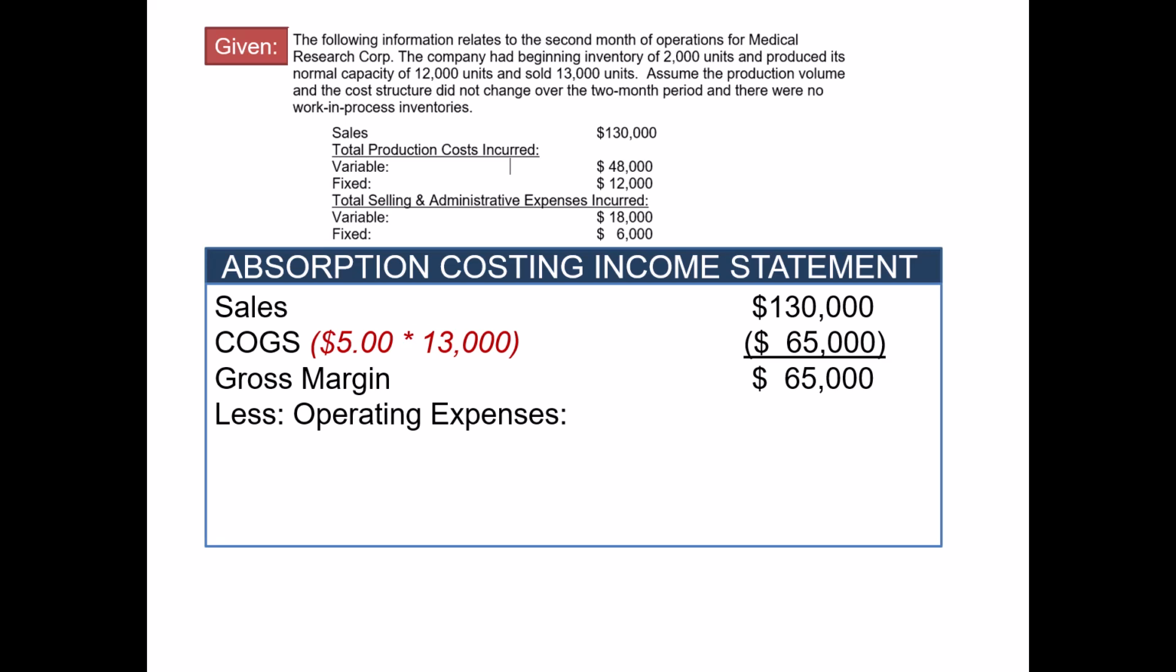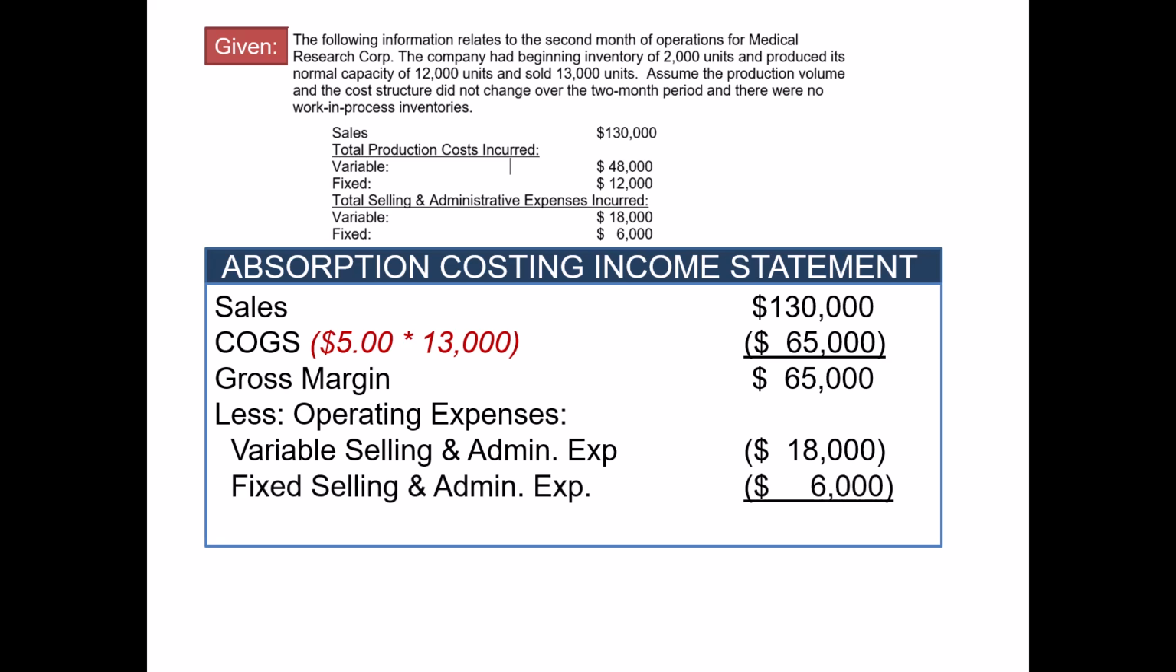Now we'll subtract our operating expenses. The variable selling and administrative expenses incurred totaled $18,000. The fixed selling and administrative expenses totaled $6,000. Notice that the operating expenses are expensed in full in the period incurred. It is not divided by production or sales to determine the amount. These are period costs. Our net operating income is $41,000.